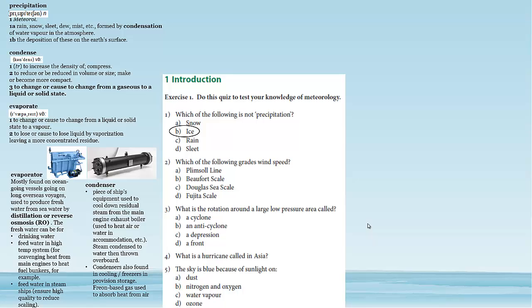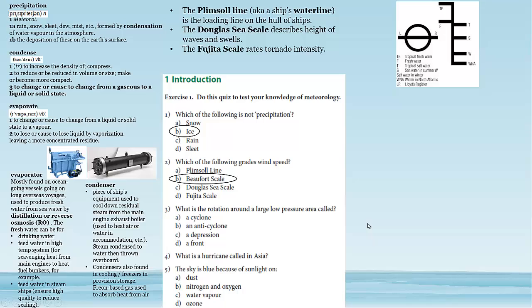Which of the following grades wind speed? Is it Plimsoll, Beaufort, Douglas, or Fujita scale? Well, if you know a little bit about maritime information or ship knowledge already, you'll know that it's not the Plimsoll line. The Plimsoll line is also known as the water line. That's actually to measure how much cargo the ship has at any one time in the different types of waters the ship can be found.